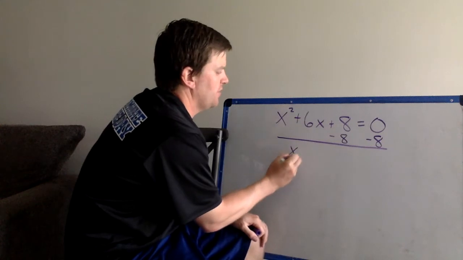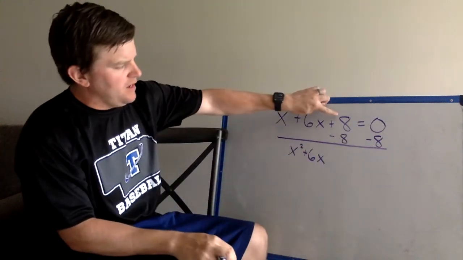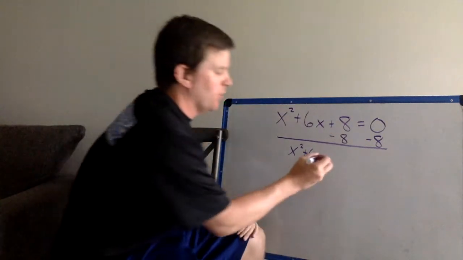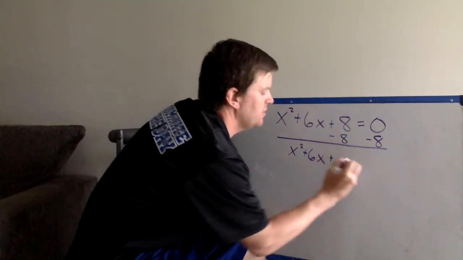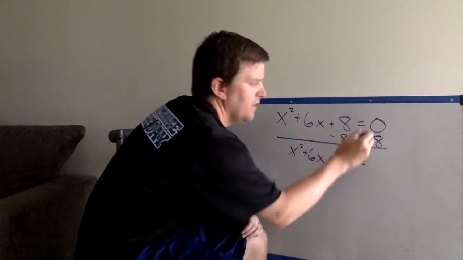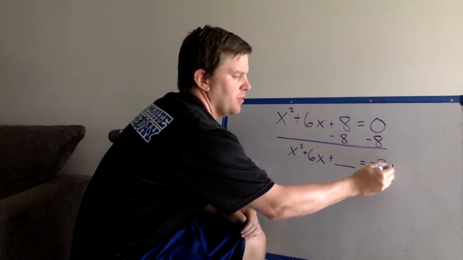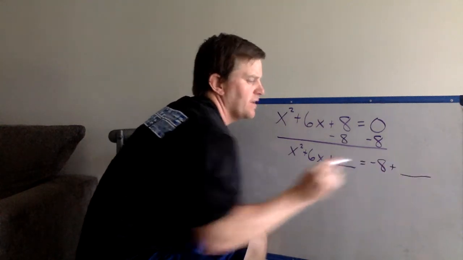So what we have left, now watch how I write this. This is important how you write this out. Where this 8 and negative 8 canceled out, we're going to put a blank in there. Make sure you put a blank in there, right there. Okay, equals, and then 0 minus 8 is negative 8. And we're also going to put a blank on the right side of the equation.